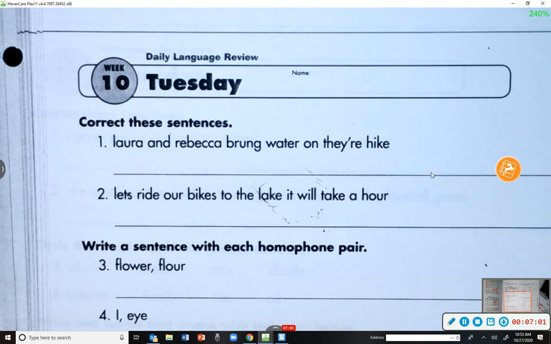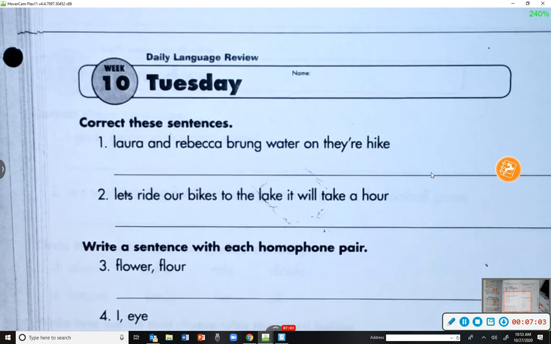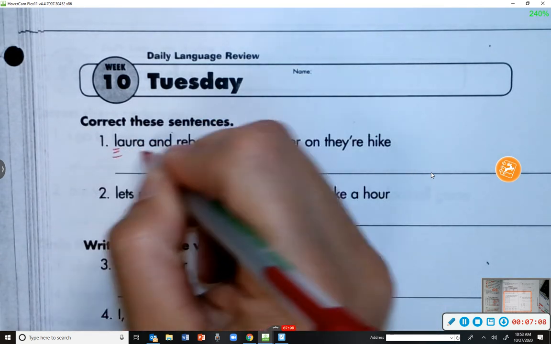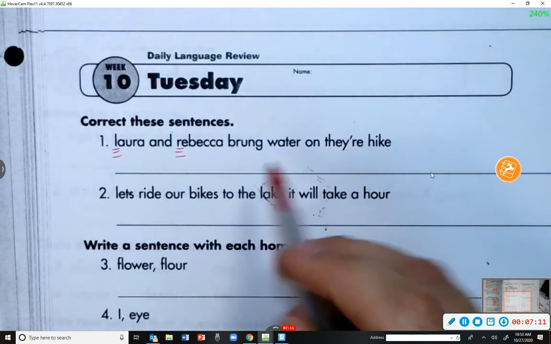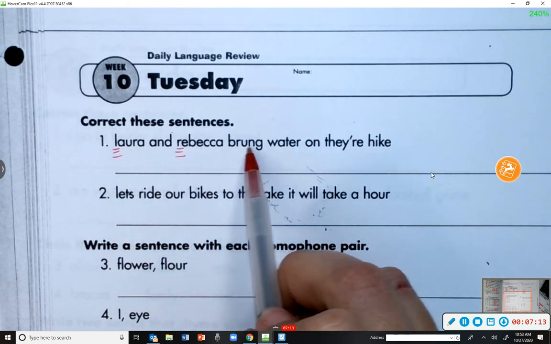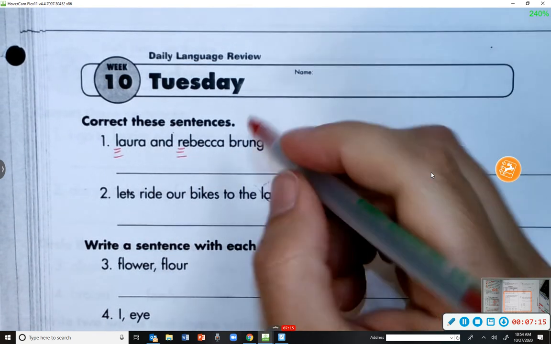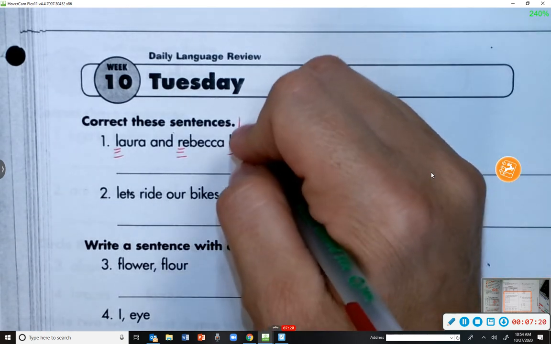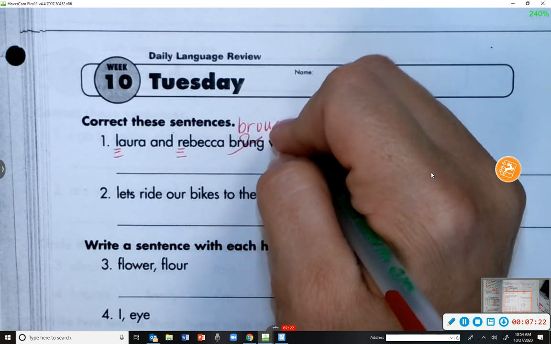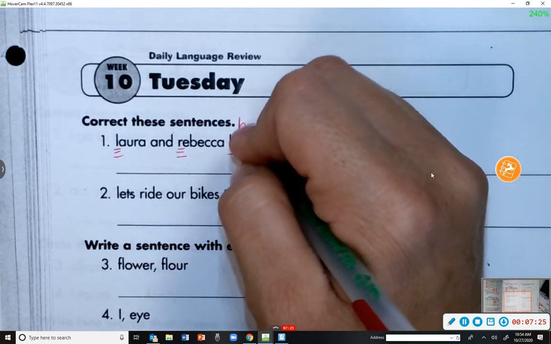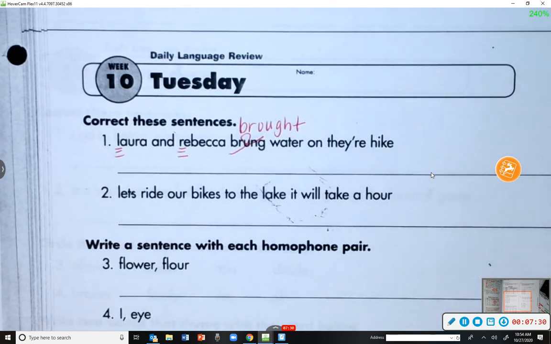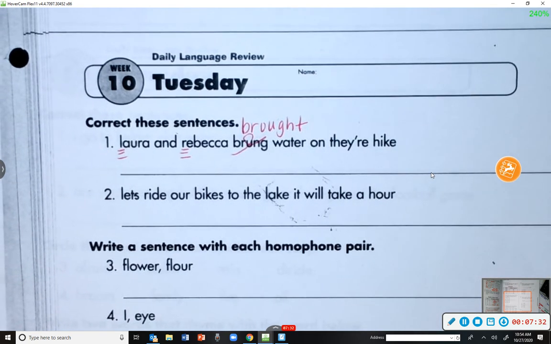Correct these sentences. Laura and Rebecca brung water on their hike. Laura and Rebecca, both should be capitalized. Nope, not brung. Brought. B-R-O-U-G-H-T. On their hike. I still see 2 more mistakes. What's one, Kelsey?